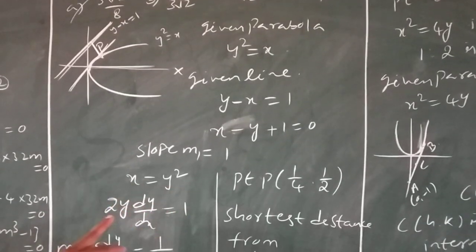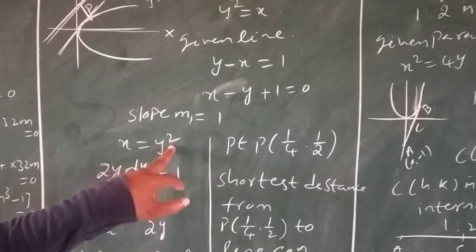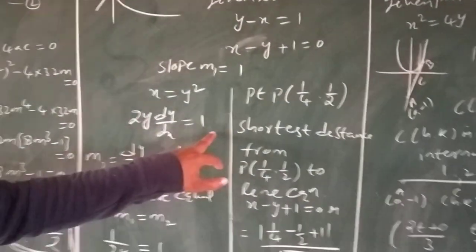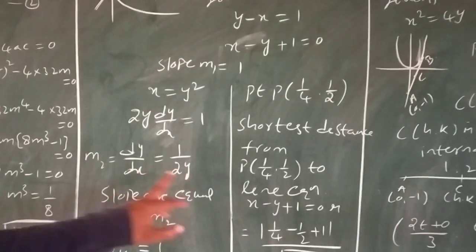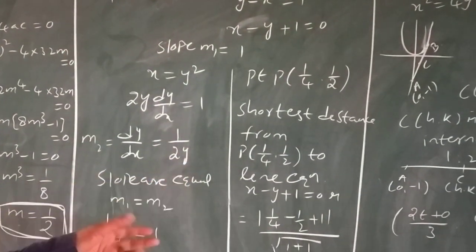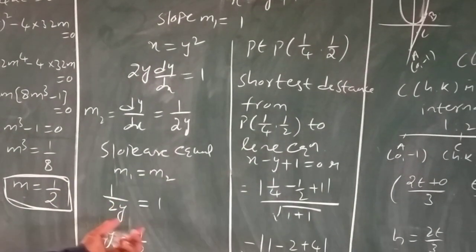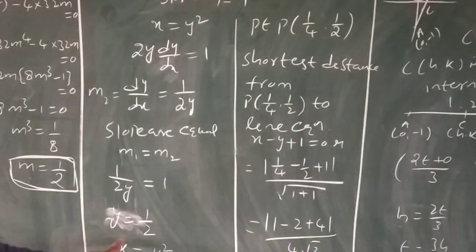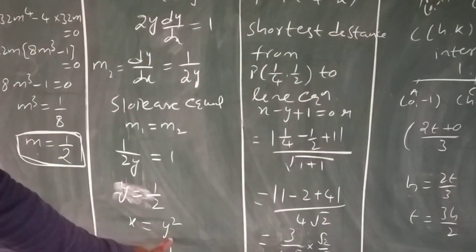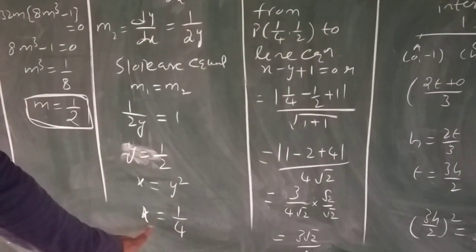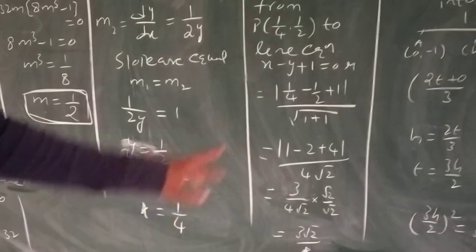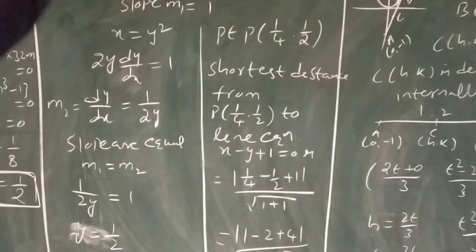x equals y squared. Differentiating, 1 equals 2y dy by dx, so dy by dx is 1 by 2y. The slopes are equal since the lines are parallel, so m1 equals m2, 1 by 2y equals 1, and y is equal to 1 by 2. Substituting into x equals y squared, the x value is 1 by 4. The point P is (1 by 4, 1 by 2).